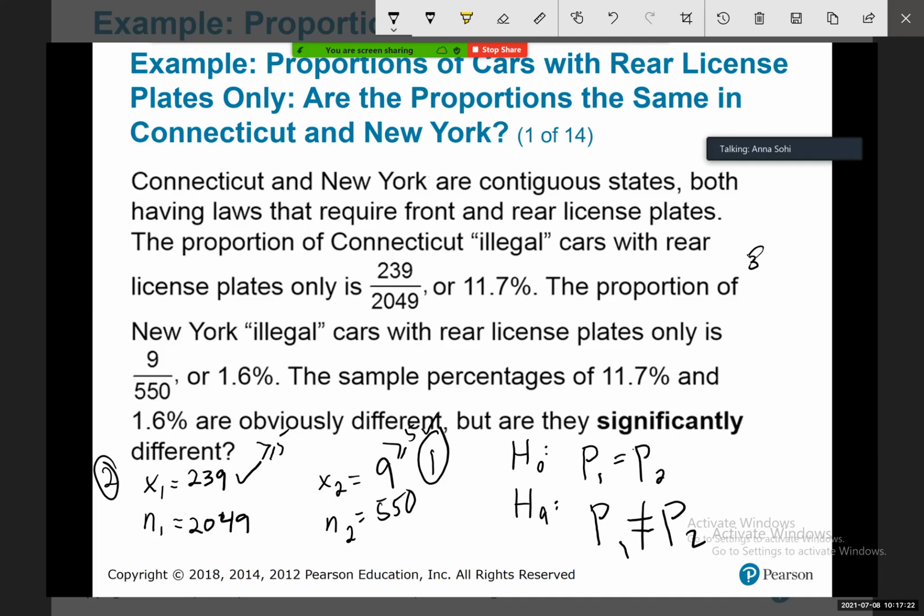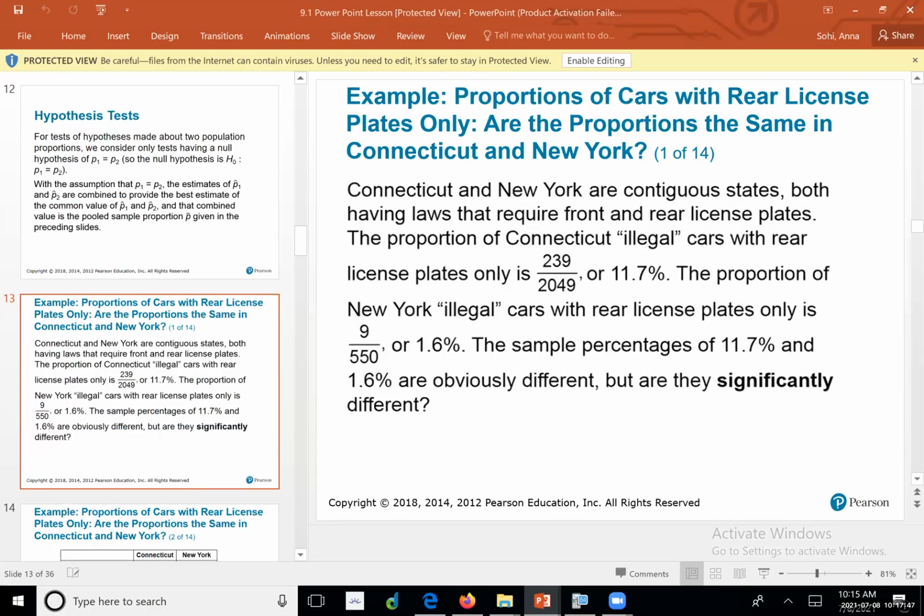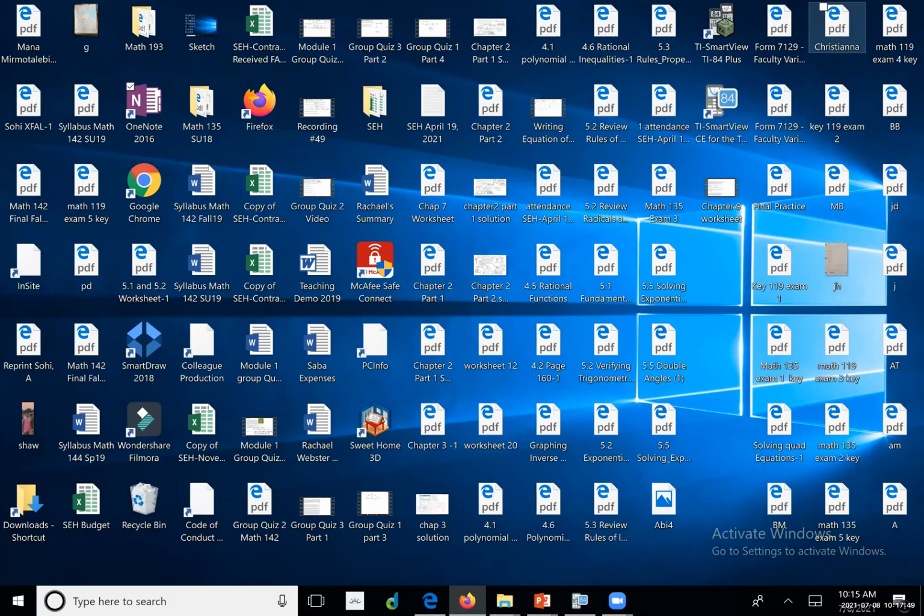Step 3, now we want to use the calculator command and we want to find the p-value. So the calculator command, I want you to find it. It's about proportion of two population and you're testing. So let's go to the calculator. You need to realize at this point what calculator command to use.